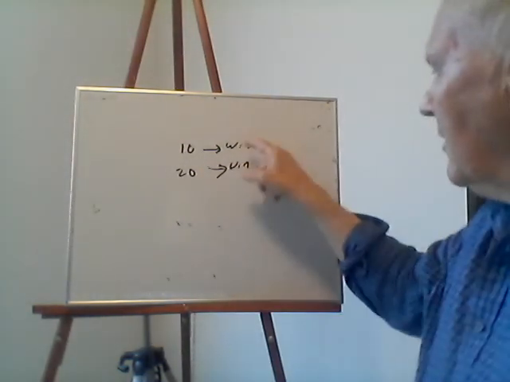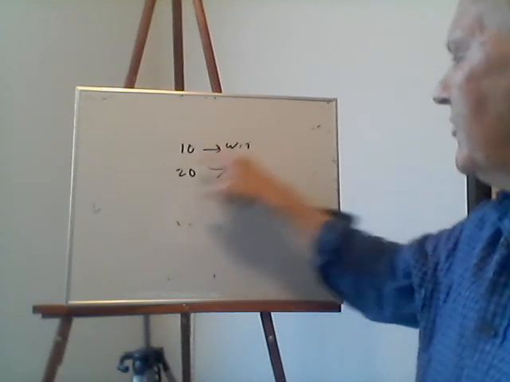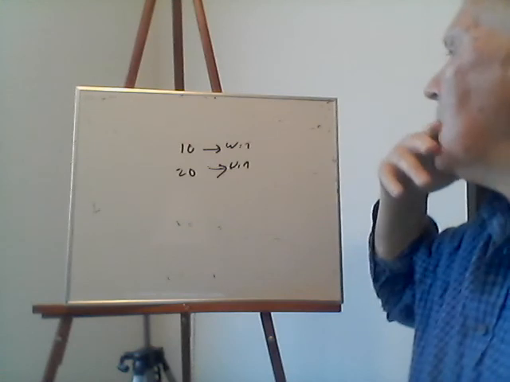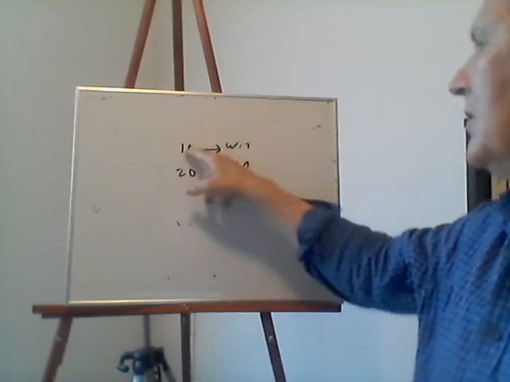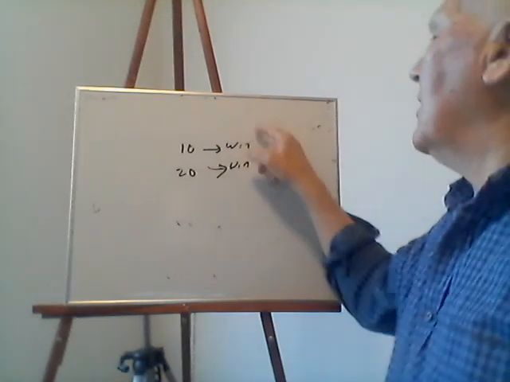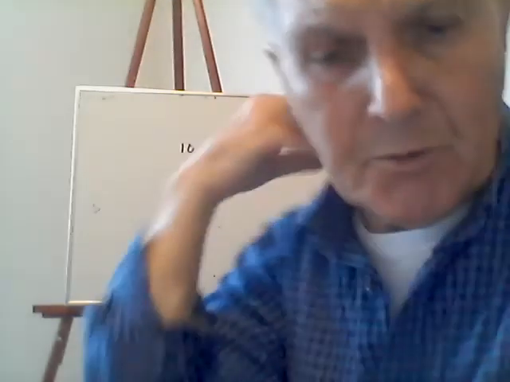But these are necessary. So winning is necessary for picking 20, and winning is necessary for picking 10. Because I cannot pick 20 unless I do win, and I cannot pick 10 unless I win. But they're not sufficient. Winning is not sufficient. Doesn't mean I picked the number 10, because I could have picked the number 20.